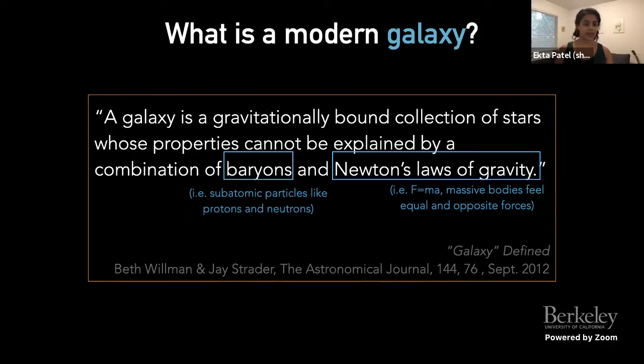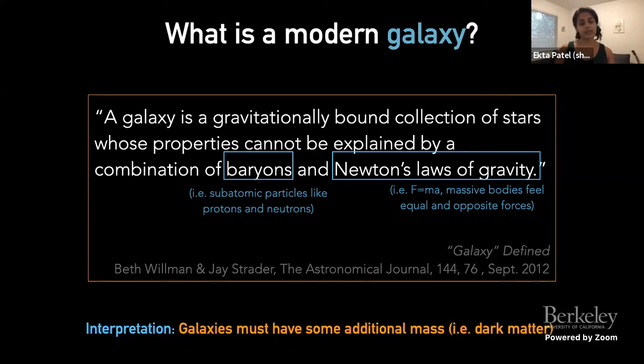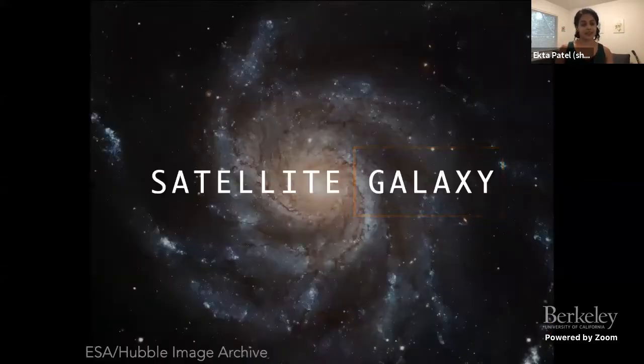But what does that mean in the context of galaxies and the pictures that I was showing you just a slide ago? What that means is that galaxies must have some additional mass, perhaps in the form of something called dark matter, to explain what we now see as a gravitationally bound collection of stars. So going back to the definition of satellite galaxy, we now know what we mean when we say galaxy in particular, but let's look a little bit more at satellite galaxies and why I've spent so many years studying them and why my collaborators and I are still interested in looking at these.